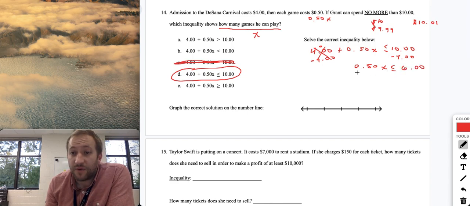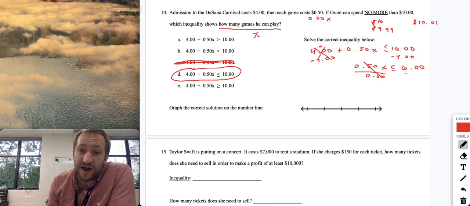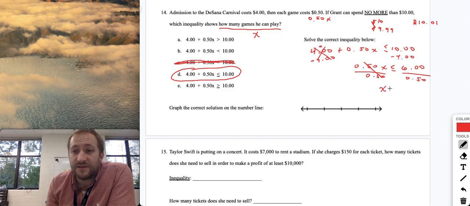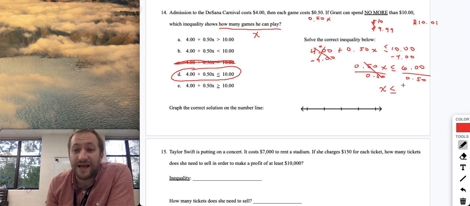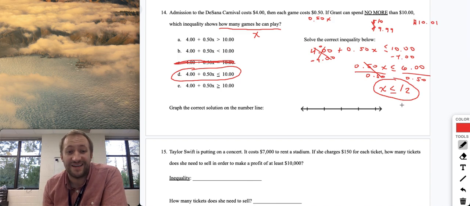I'm going to eliminate whatever is with the x. I'm going to divide here because that is the inverse operation. So divide both sides by 0.50. I'm left with x is less than or equal to 6 divided by 0.5. $6 divided by 50 cents. That's 12. So x is less than or equal to 12. That is my solved inequality.